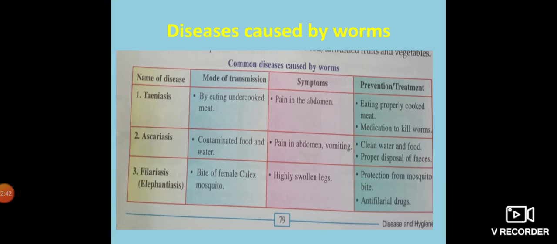So filariasis is caused by the bite of the female Culex mosquito. Symptoms are highly swollen legs. We can prevent it by eliminating mosquitoes. Okay, so that's about elephantiasis. Next is ascariasis. Ascariasis is another parasitic disease, and the parasite lives in the intestine.